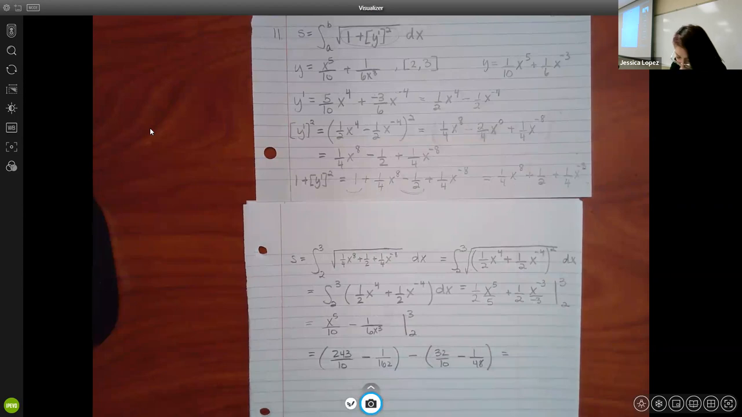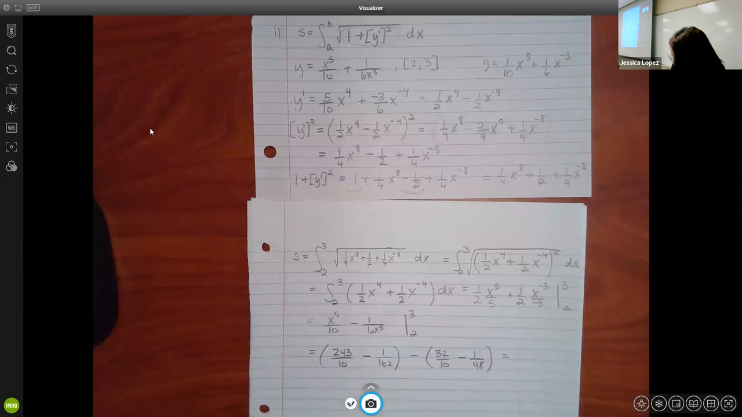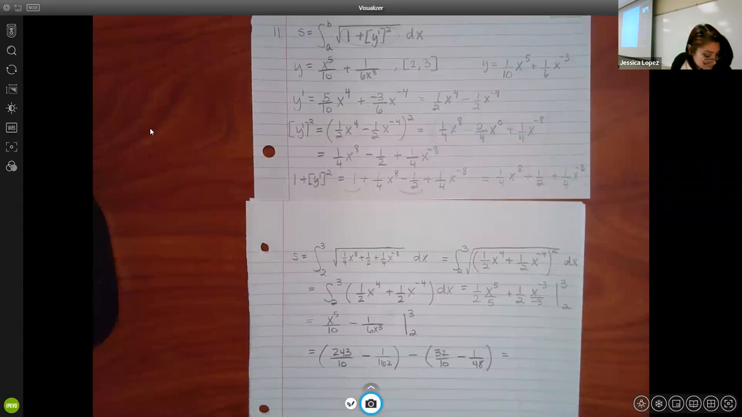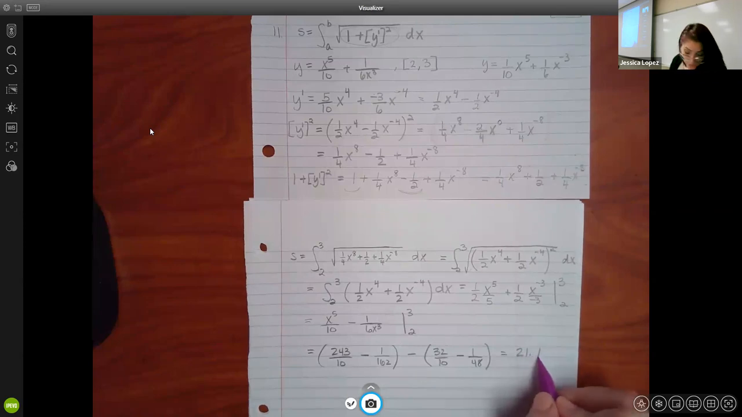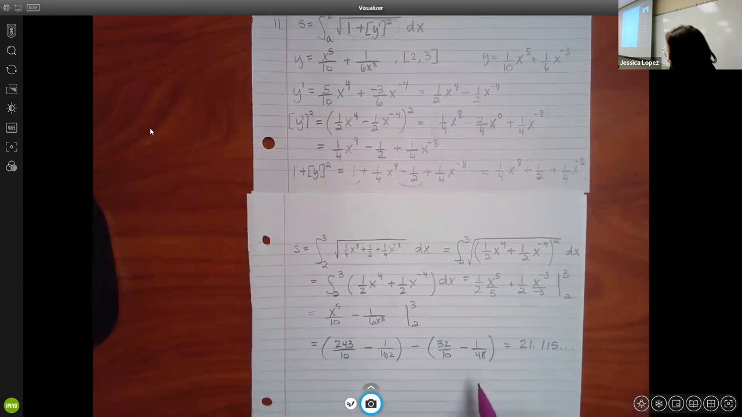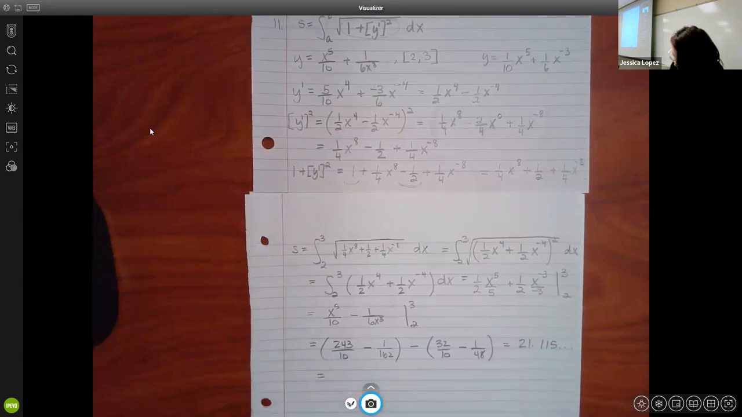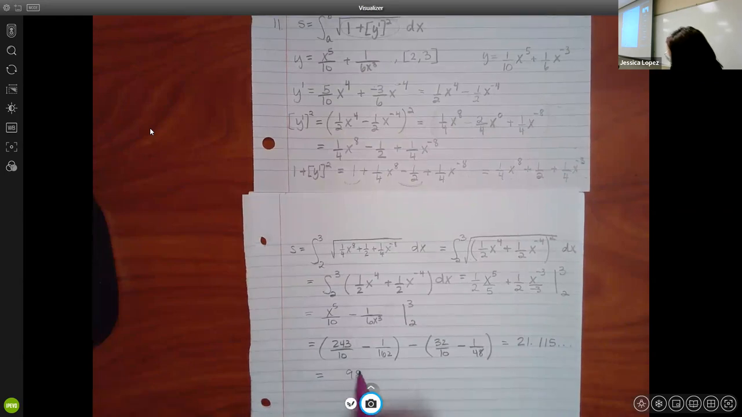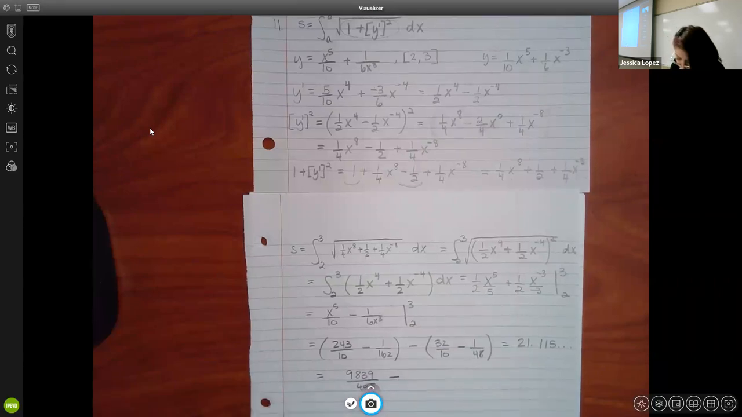So 243/10 minus 1/162 minus 32/10 plus 1/48. Oh, it doesn't want to give me a nice fraction. Fine. 243... I get this number, 21.115, and so on and so forth. But if you want to get the fraction, you might have to do it piece by piece.